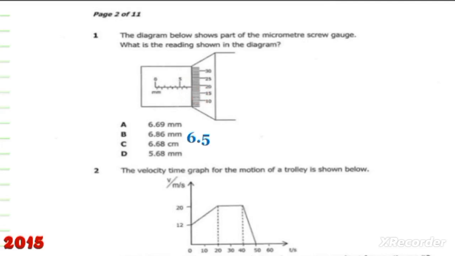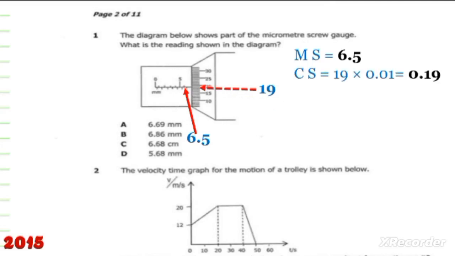Okay, so the mark from the sleeve scale is 6.5 millimeters, and the mark from the thimble scale is 19 according to the numbers given here. So on top we have 20, and here we have 19. Therefore, main scale is equal to 6.5, and circular scale is equal to 19 times 0.1, which is equal to 0.19 millimeters. Now let us add these two numbers.